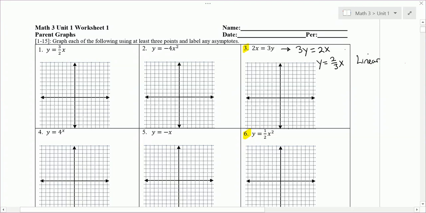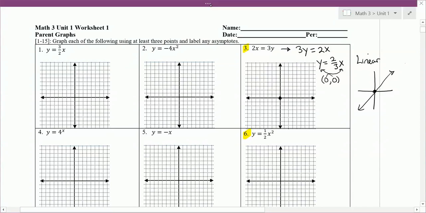And we're just studying parent graphs right now, and for the linear parent graph, we know it's going to cross through 0, 0. So 0, 0 is a point. So I'm going to put a point at 0, 0. And we can check that. If I plug in 0 for x, I end up with 2/3 times 0 equals y, and 2/3 times 0 is 0. Anything times 0 is 0. So we can verify that 0, 0 is a point.